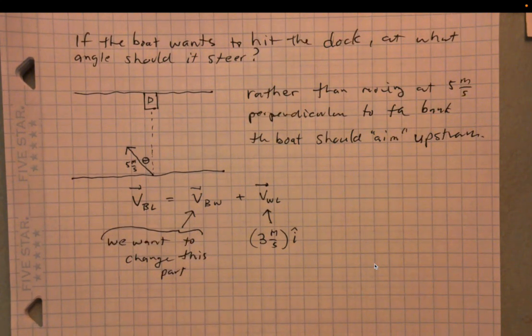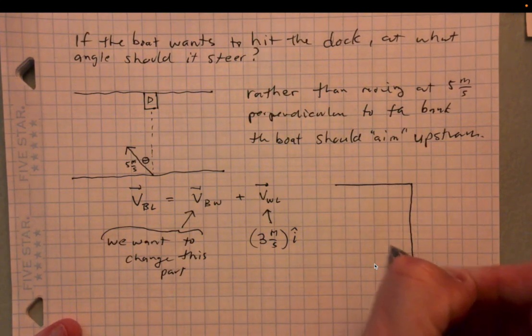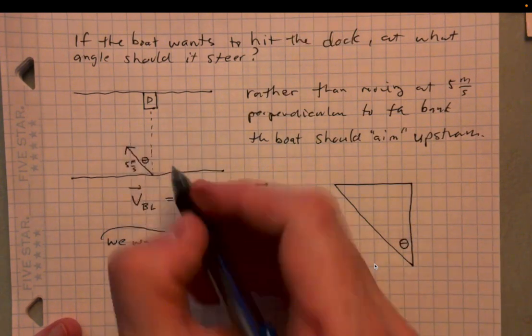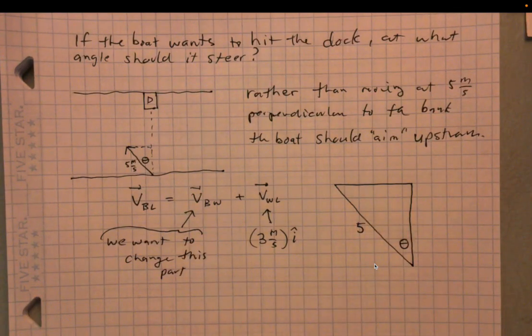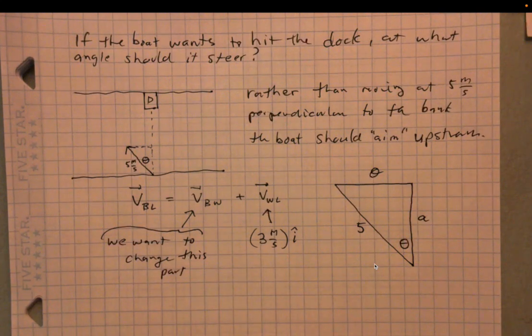Okay, so we know that the boat's going to be traveling at 5 meters per second through the water, so we just need to figure out what direction to send the boat. Right, so we can think of this in terms of a triangle. Here's our theta. And so this is 5 meters per second, and this will be the opposite side relative to theta, and this will be the adjacent side relative to theta. We want an expression that involves theta because we want to vary theta such that we land on the dock.